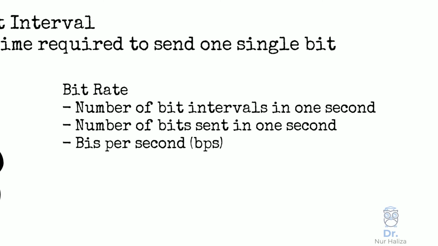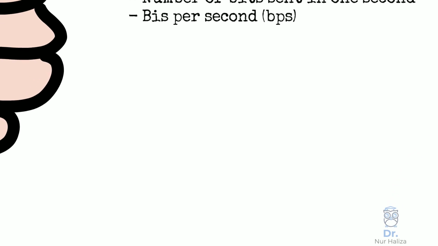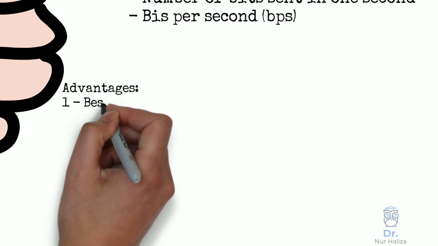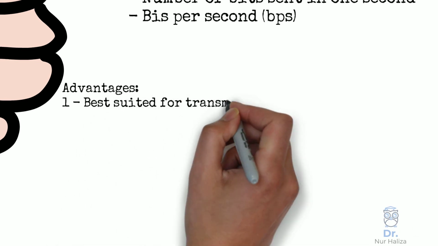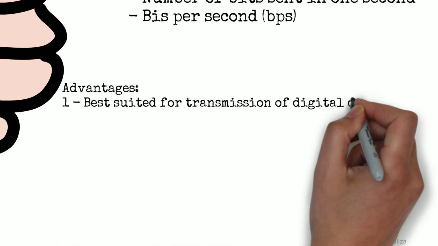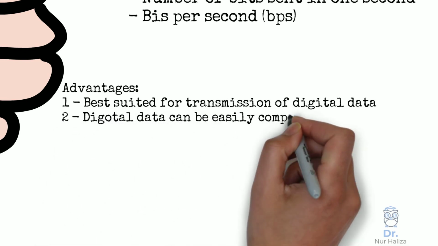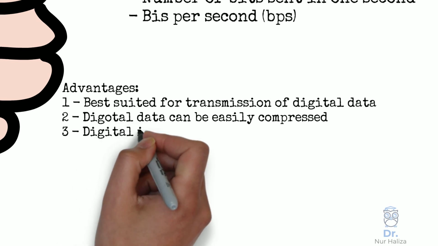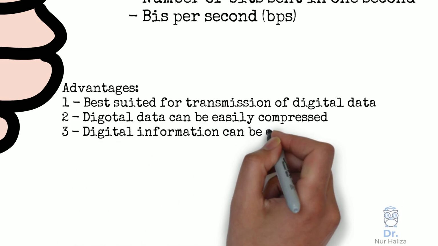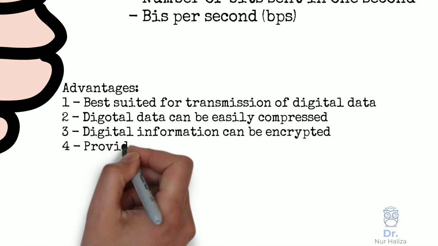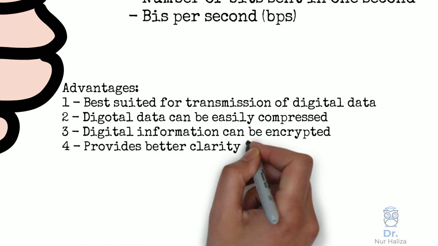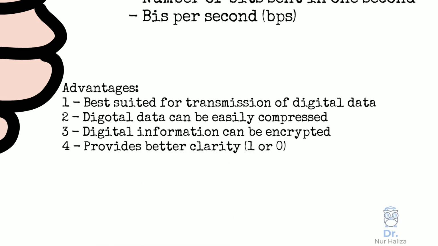And there are advantages of digital signals. First, it is best suited for transmission of digital data. Second, digital data can be easily compressed. Third, digital information can be encrypted. And the last advantage is that it provides better clarity, because all signals must be either 1 or 0.